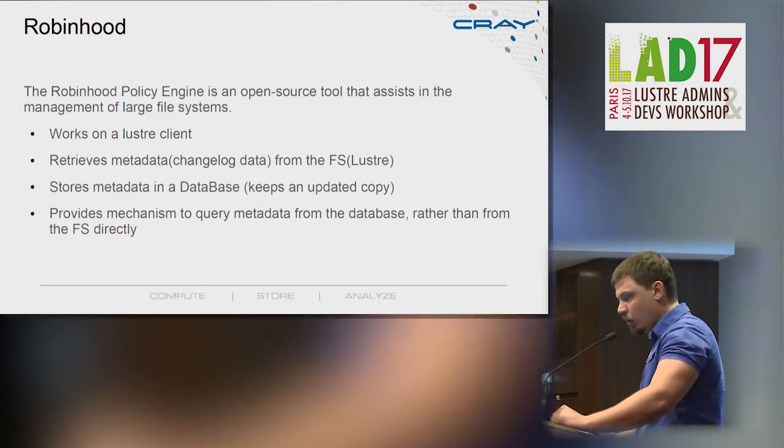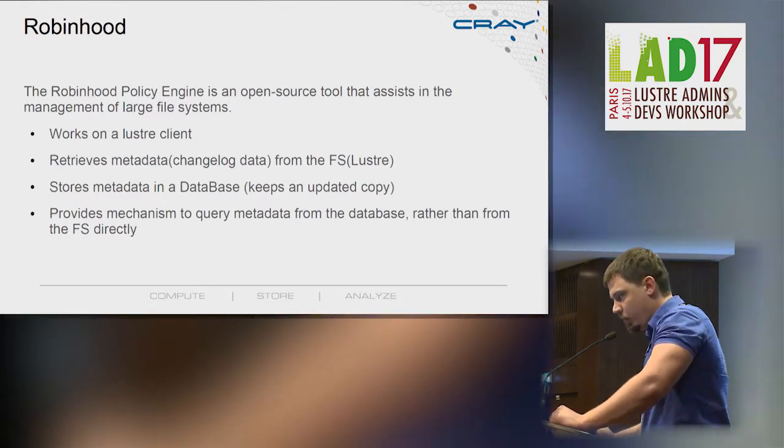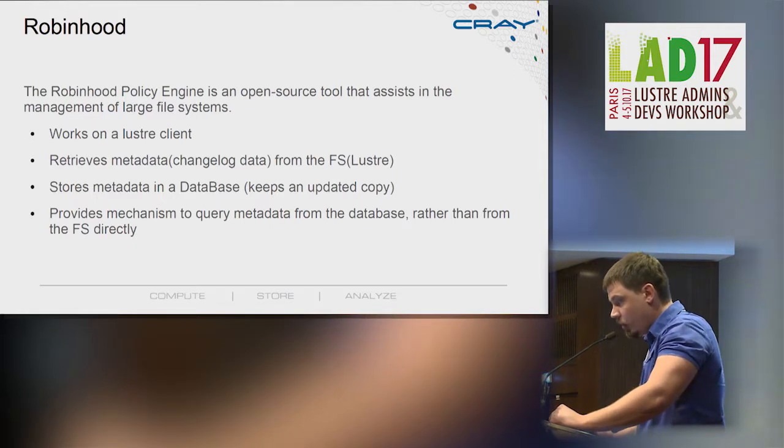The Robinhood Policy Engine is an open source tool that assists in the management of large file systems and has the following features. It works on a Lustre client, retrieves metadata from the FS, stores metadata in a database, and provides a mechanism to query metadata from the database rather than from the FS directly.